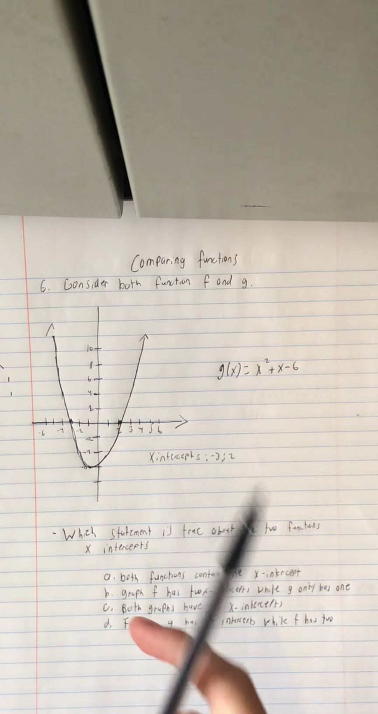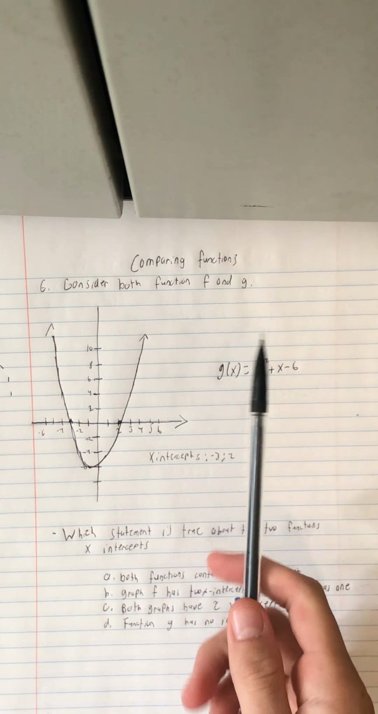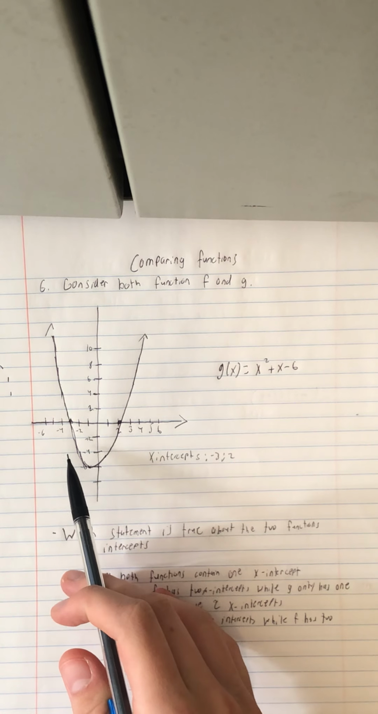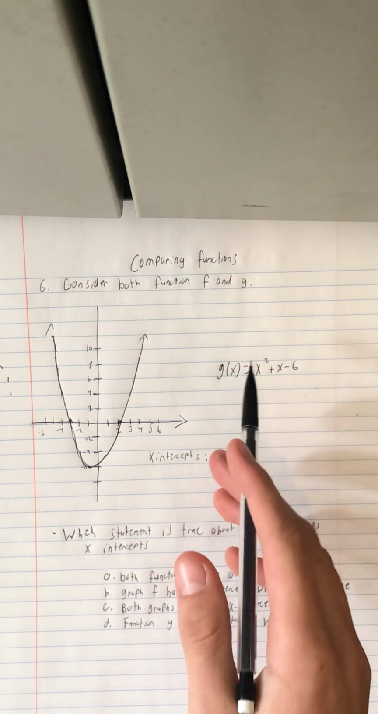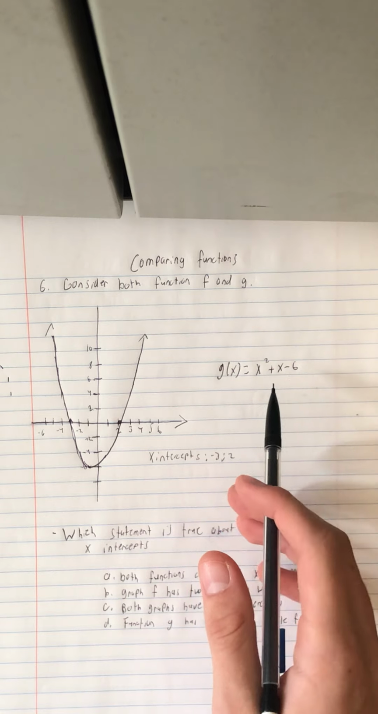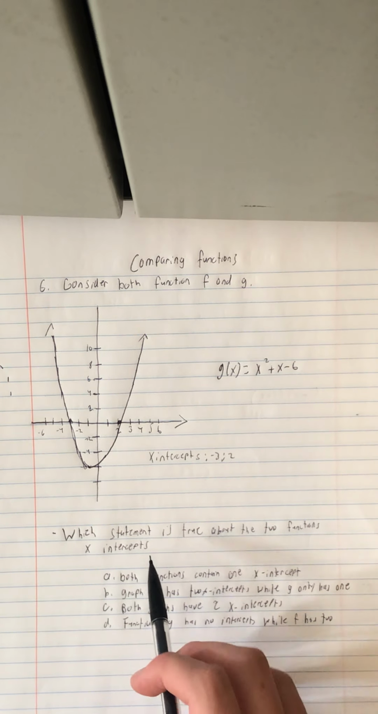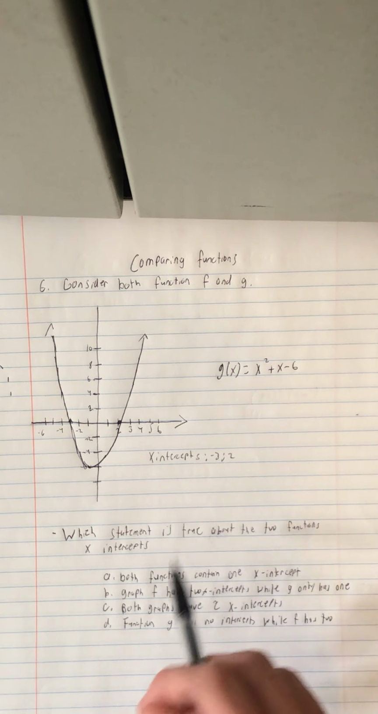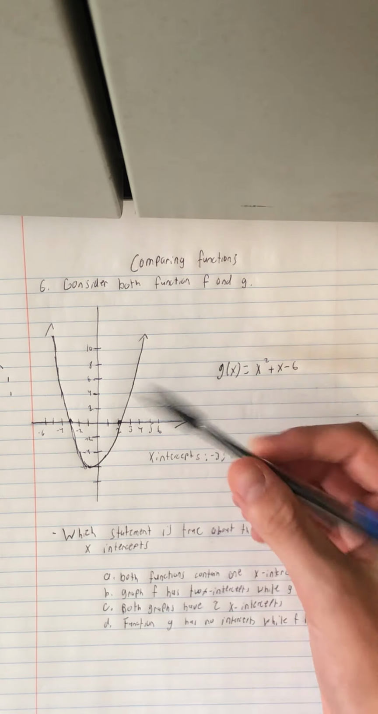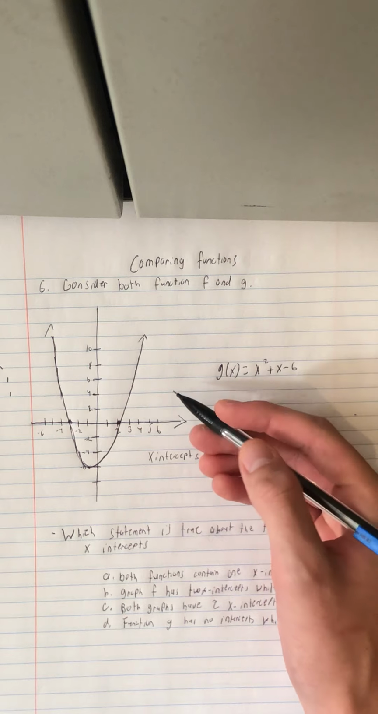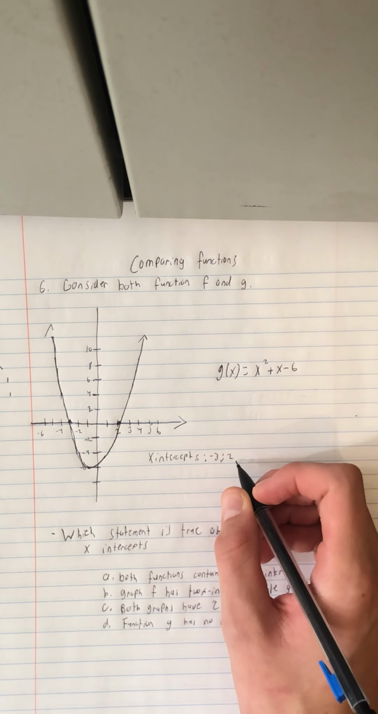For this question, it asks us to consider both functions f and g, function f being represented by this quadratic graph here, and function g represented by this quadratic function. So the question ends up asking which statement is true about the two functions in regards to their x-intercepts. Now looking at the graph, we can see that there are two x-intercepts, one at -3 and one at 2.